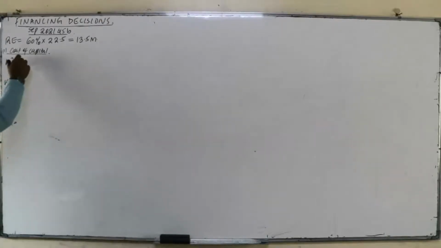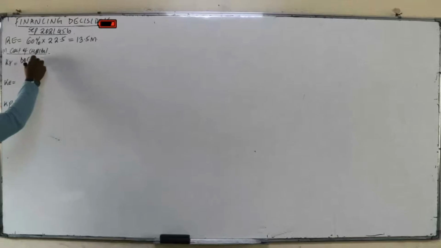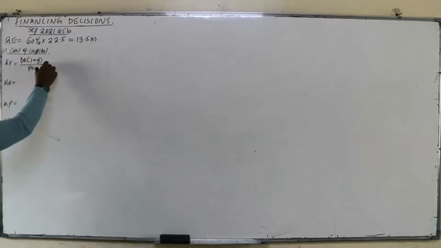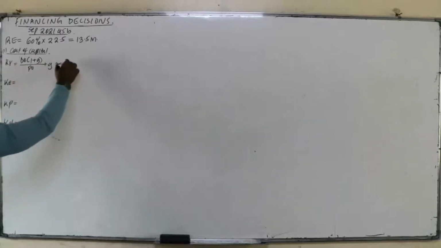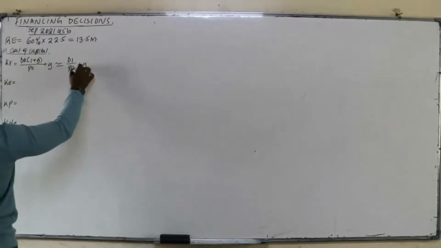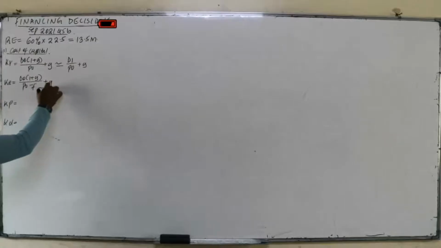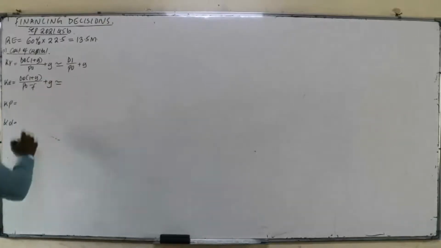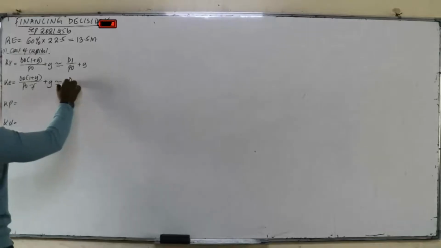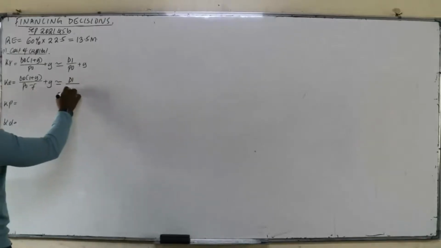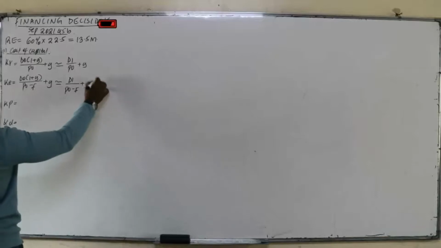Cost of retained earnings is D1 over P0, plus G, where D1 is D0 times 1 plus G. Cost of ordinary share is D1 divided by P0 minus F, plus G, where again D1 is D0 times 1 plus G.